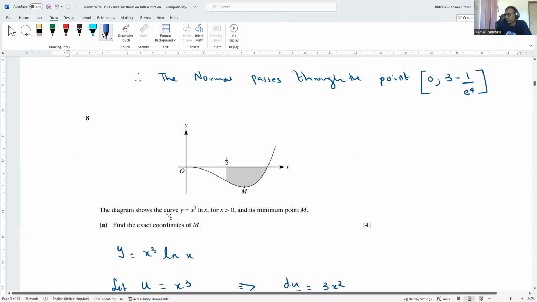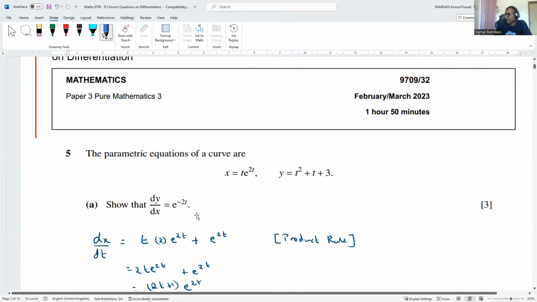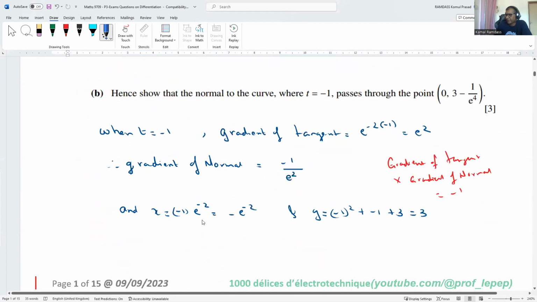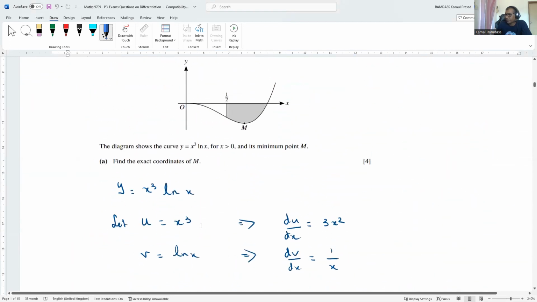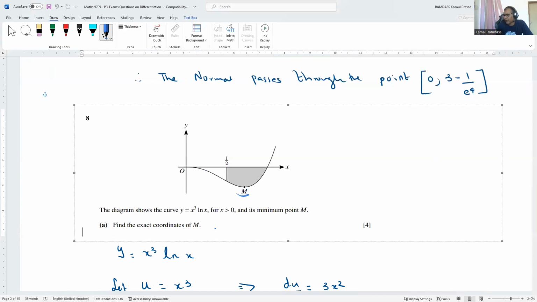Question 8, in the same paper, February-March 2023, Paper 3. The diagram shows a curve y is equal to x cubed ln x for x greater than 0 and its minimum point M. Find the exact coordinates of M.